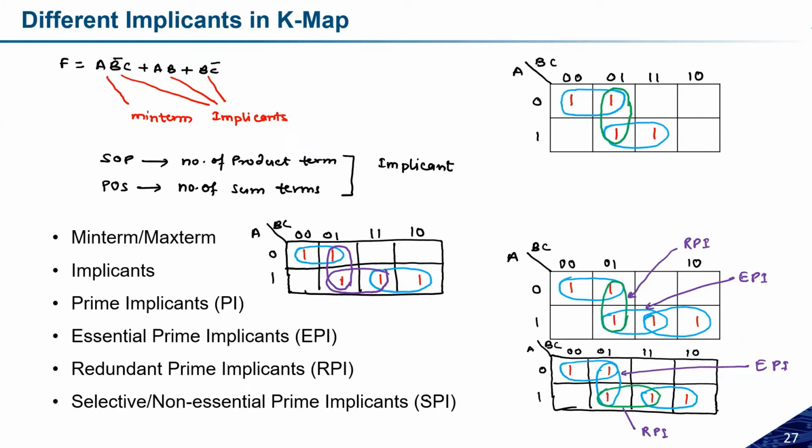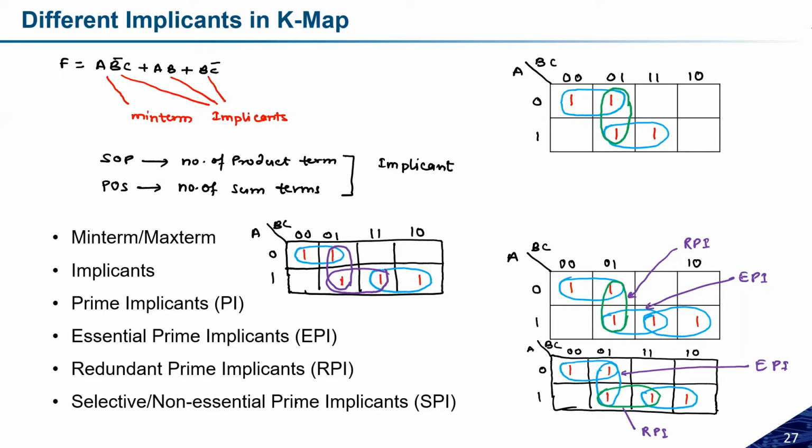So I understand what you're asking. You're saying if I have selective or non-essential prime implicants. So here in this case, I have 2 non-essential prime implicants and 2 essential prime implicants. So how many redundant prime implicants are there? Yes, sir, you were asking. Okay, so please wait. I will consider one more example and then your doubt will be clear.